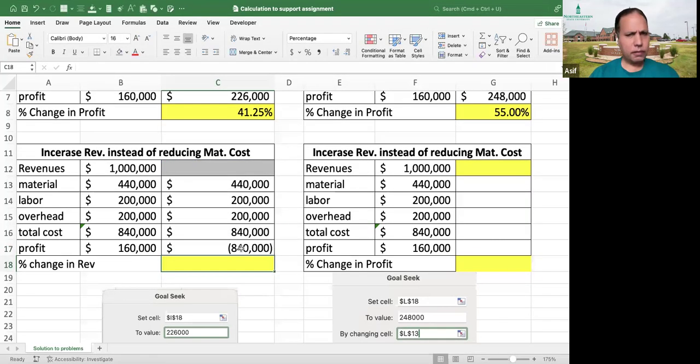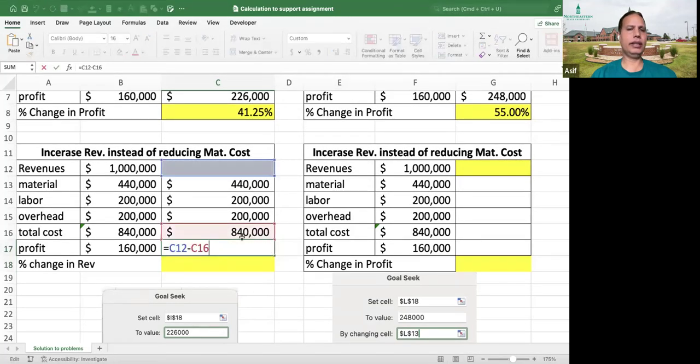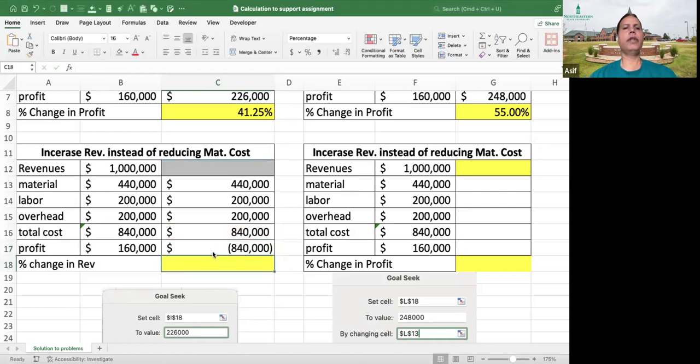So that gives me 840,000, which is a false number. I mean, that's just temporary. It will change. We are only concerned that there is a formula there. And we can see here, there's a formula which says C12 minus C16, which means revenue minus total cost. It is there. Okay.